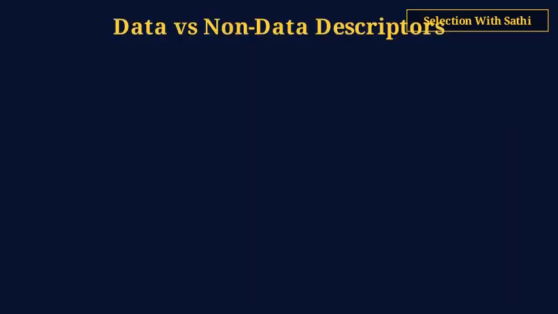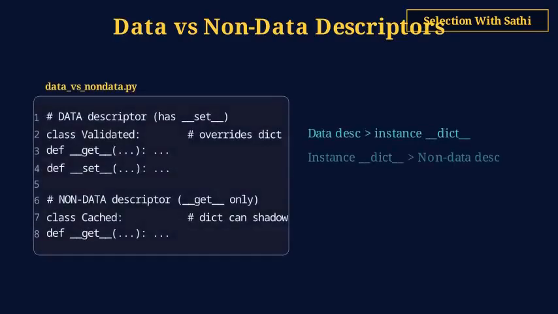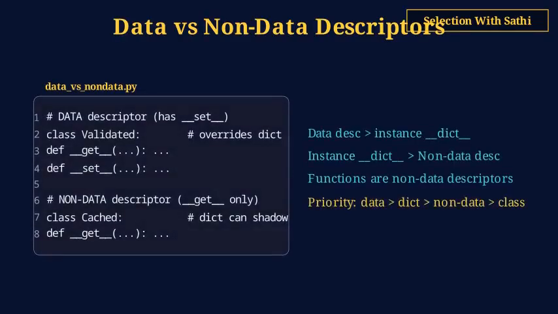There are two kinds of descriptors with different priority rules. A data descriptor implements __set__ or __delete__. It takes the highest priority, it overrides the instance dictionary. A non-data descriptor only implements __get__. The instance dictionary can shadow it by storing a value with the same name. The full lookup order is data descriptor first, then instance dict, then non-data descriptor, then the class dict.